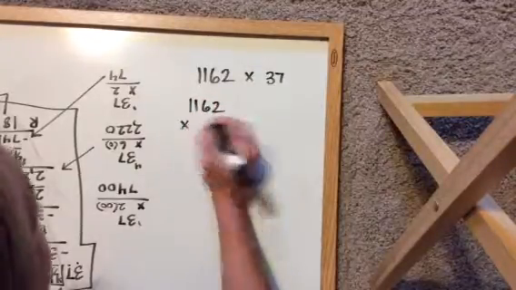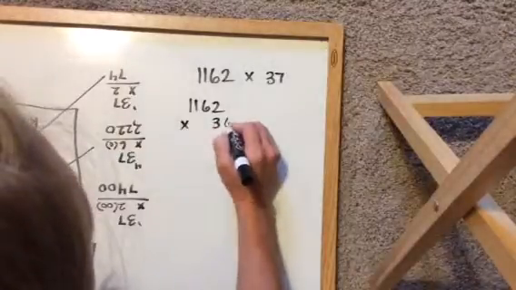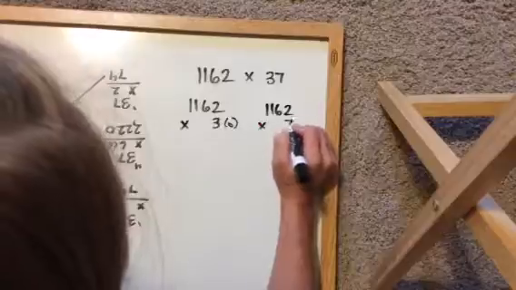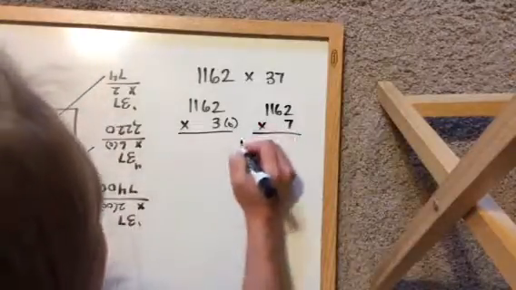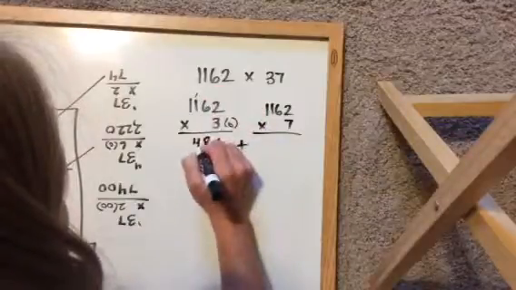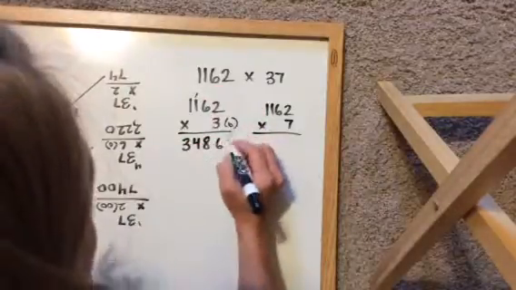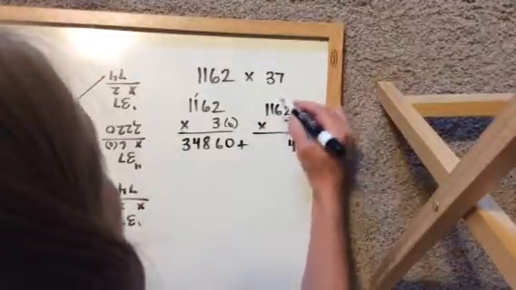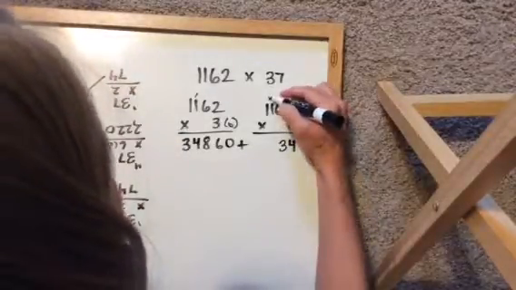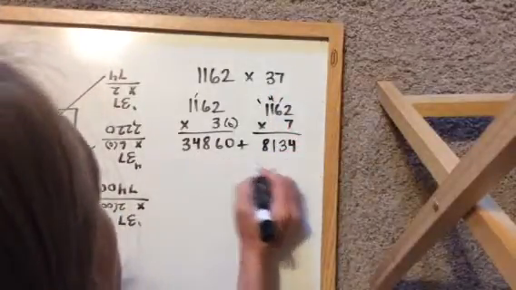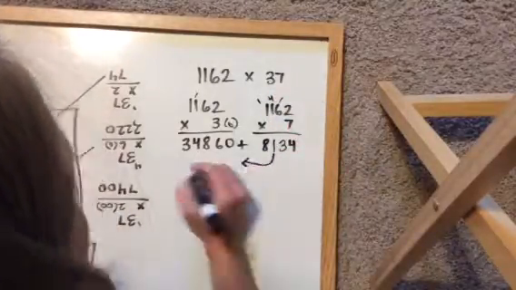So we have 1,162, and we're going to multiply it by 30. Save that 0. And then we're going to come over here and multiply it by 7. And then we're going to add those two numbers together. And bring my 0 down. Okay, so I'm adding these two numbers together. I'm just going to transfer this over here.